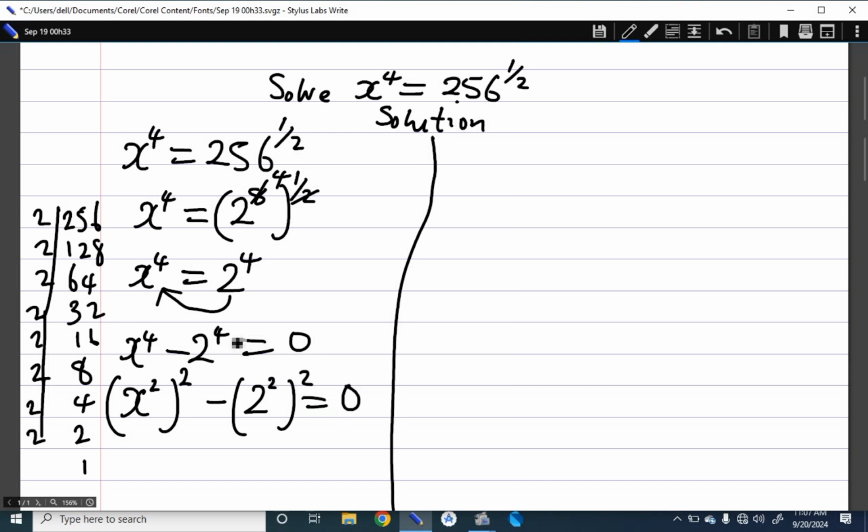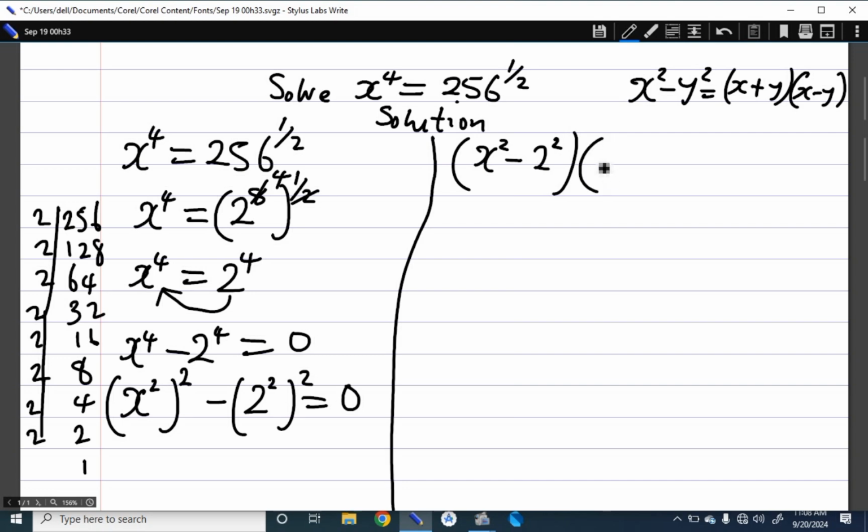Now 2 times 2 is 4 and 2 times 2 is 4. Now this is difference of 2 squares. Difference of 2 squares says if you have the first person squared minus the second person squared, it is the same as saying the second plus the first and the first minus the second. So let's do the same thing here. This thing is the same thing as saying the first person, which is x squared, minus the second person, which is 2 squared, then in bracket of that same first person plus the second person again is equal to 0.